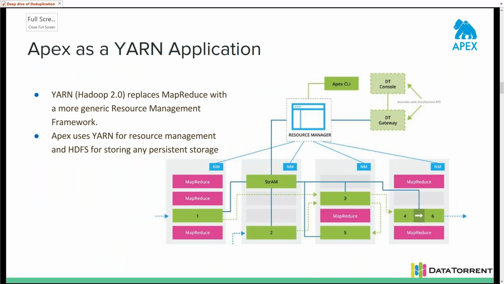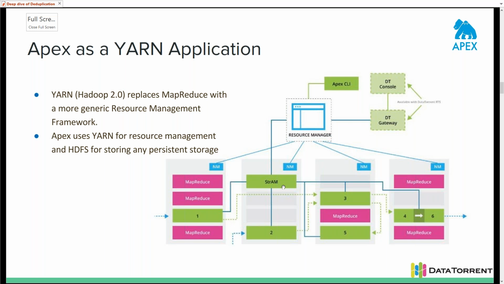Okay. So let's see what Apex as a Yarn application means. This slide is basically to let you know how it looks in a Yarn cluster. There are magenta colored blocks you see, which represent MapReduce applications, and you also see green colored blocks, which are nothing but an Apex application. Ignoring the magenta colored blocks, we can see that there are 6 green colored blocks, each representing one of the operators in the application.